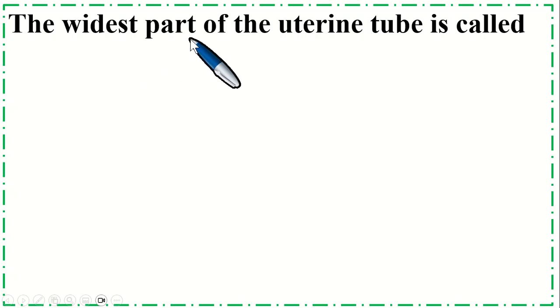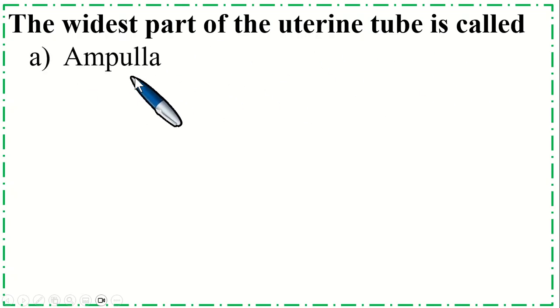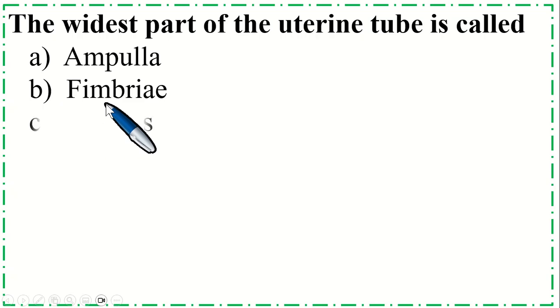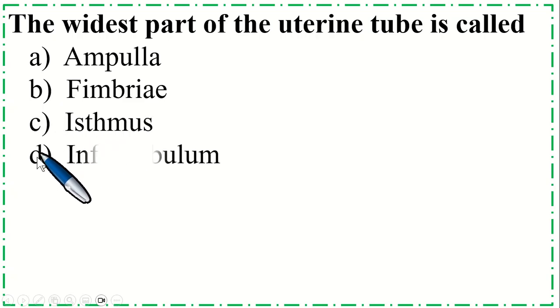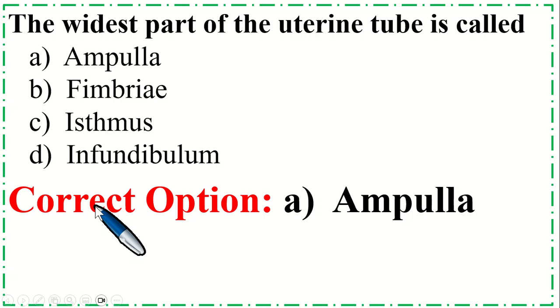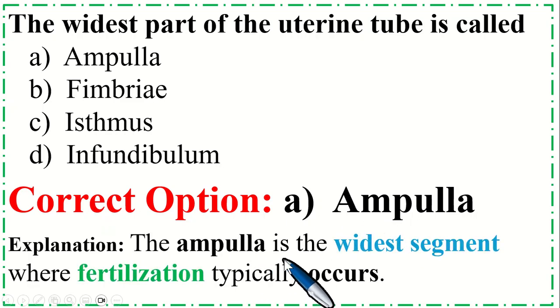The widest part of the uterine tube is called option A ampulla, B fimbriae, C isthmus, and option D infundibulum. So the correct option is A ampulla. The ampulla is the widest segment, where fertilization typically occurs.